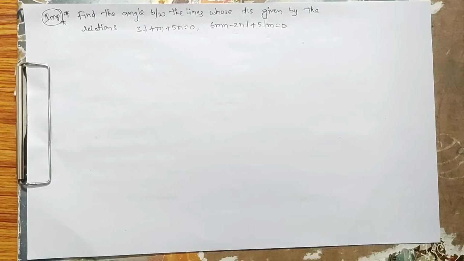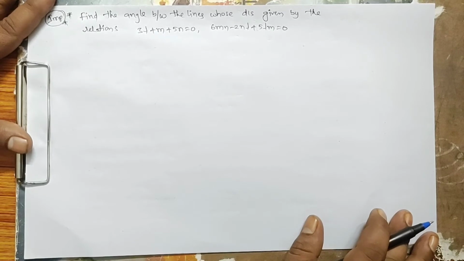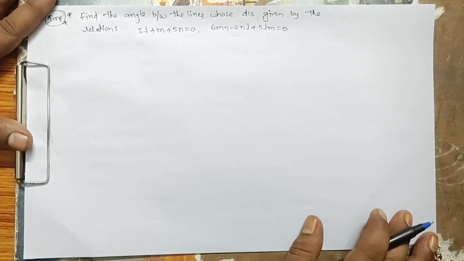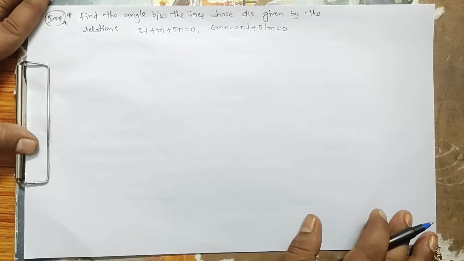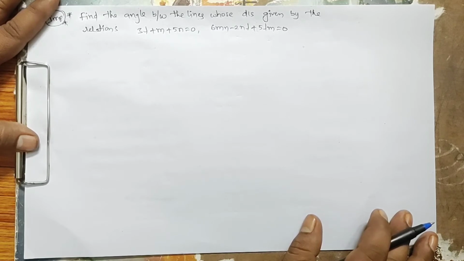Next question is very important. We can repeat this question any number of times, it is such a good and important question. So everyone please listen very carefully and learn. So the question is: find the angle between the lines whose DCs are given by the relations 3l plus m plus 5n is equal to 0 and 6mn minus 2nl plus 5lm is equal to 0. Here the two equations are given, so those two will give the DCs of the two lines. Then what is the angle between them, this is the question.